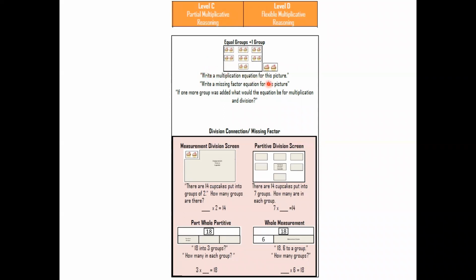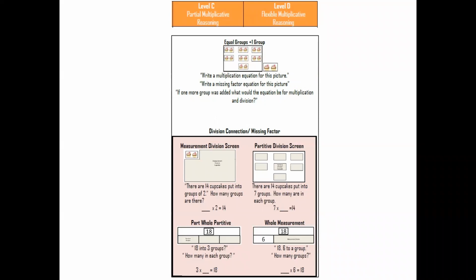We're going to get into more detail of missing factors when we work on the division connection, but for this part, we're going to say just pick one of those numbers just so they know you can have a missing factor equation. If one more group is added, what would the equation be? And again, kids who are level D usually get through this instruction of just extending their understanding. It's really easy. Writing an equation for a picture, they'll have no problems. Missing factor, not a big deal.